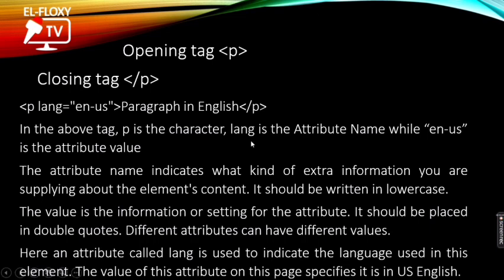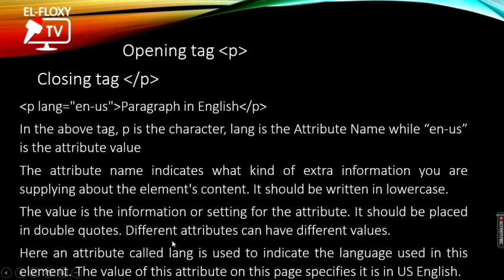It should be written in lowercase, that's small letter. For no reason should you write this lang in capital letter or start with L. It should be in lowercase, that's small letter. The value is the information or settings for the attribute. It should be placed in double quotes, that is, the value should be in double quotes.